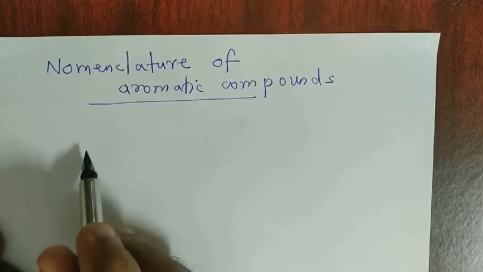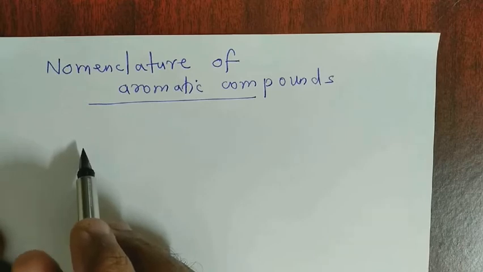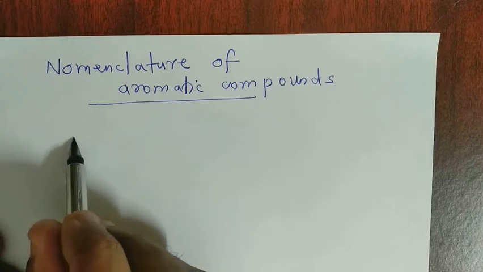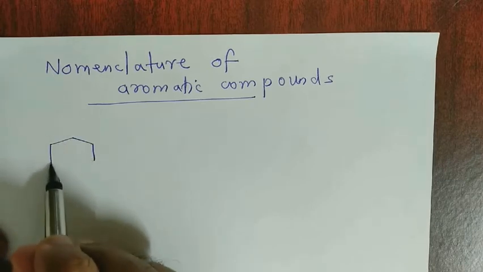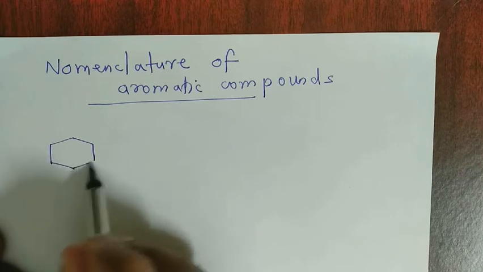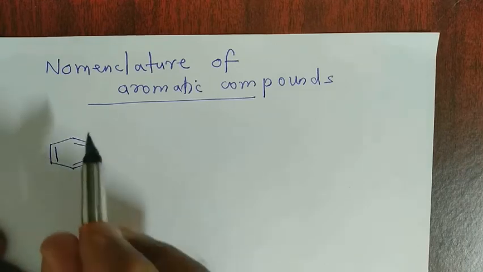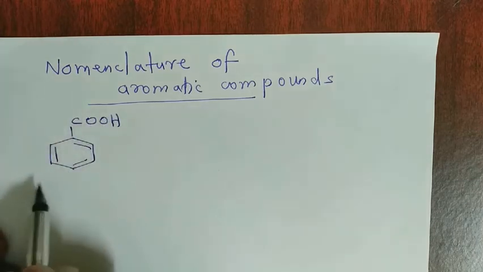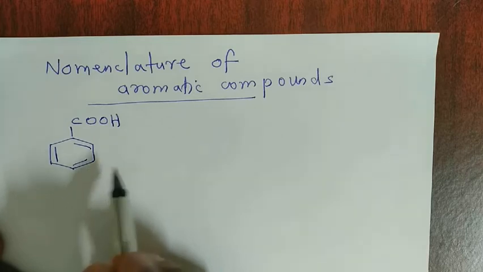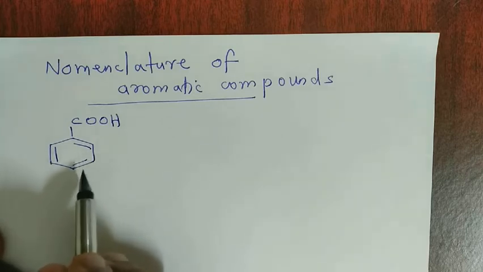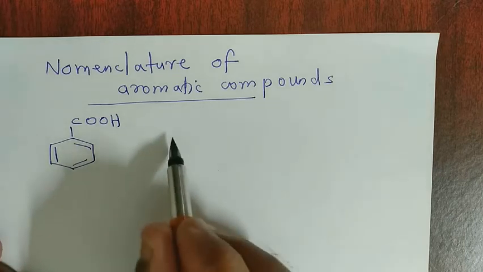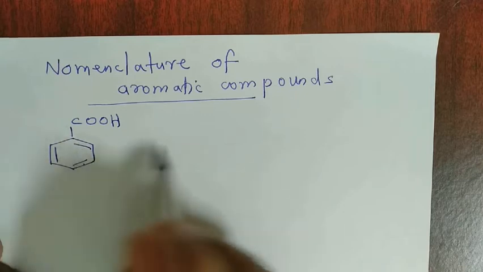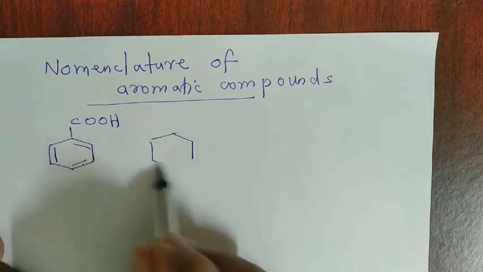aliphatic compounds. The only difference is that a large number of common names have been accepted in IUPAC. Hence, nomenclature of aromatic compounds is relatively simple. For example, this compound is benzoic acid. The name benzoic acid is retained in IUPAC also. Hence, in IUPAC also, this compound is named as benzoic acid.